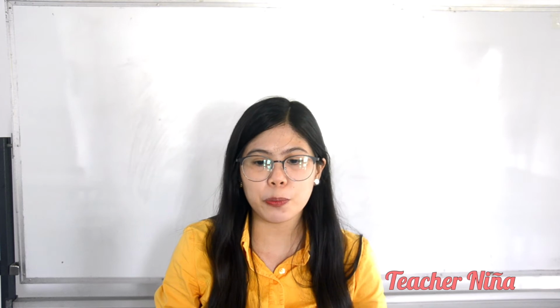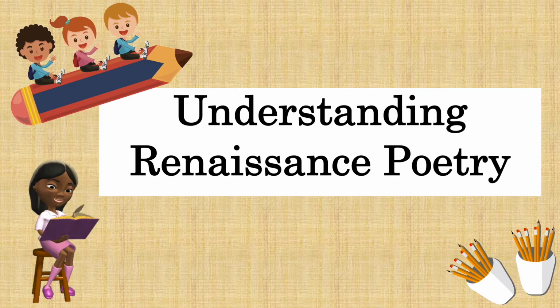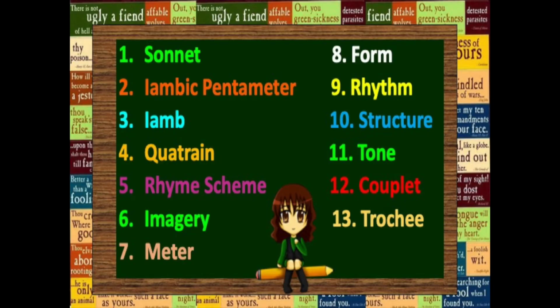Good day! In today's lesson, you will understand and appreciate more Renaissance poetry through learning different elements. So, to understand Renaissance poetry, I will discuss the definitions and example of each verse that you see on your screen. So, we have the sonnet, the Iambic Pentameter, the iamb, the quatrain, the rhyme scheme, the imagery, the meter, the form, rhythm, structure, tone, couplet, and the treatise.